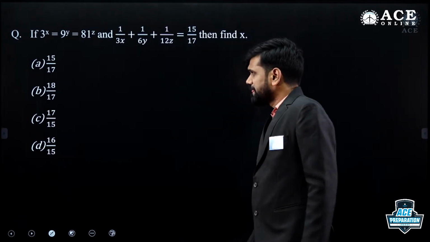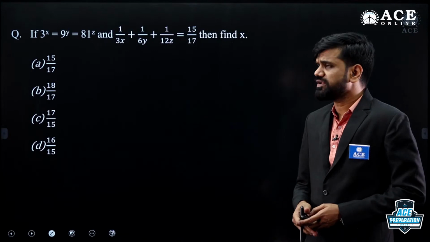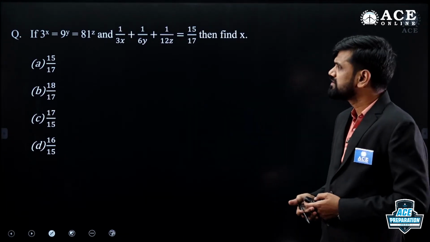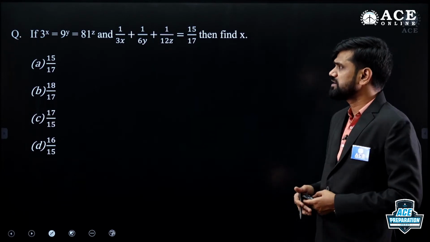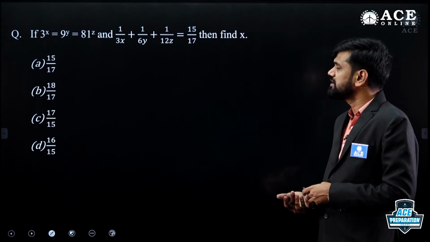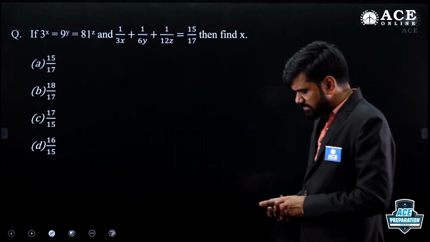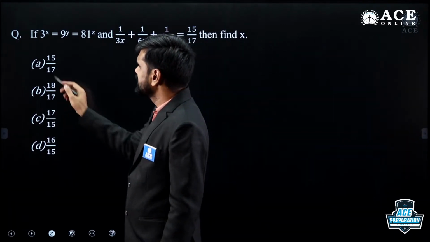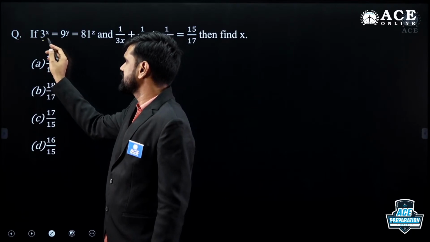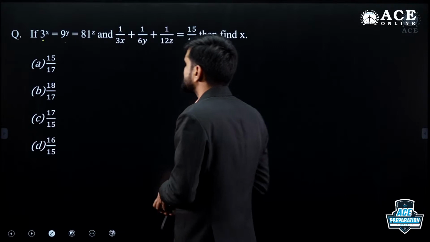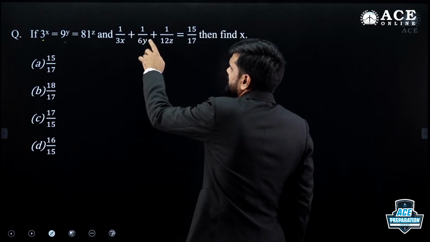So here, it is if 3 power x equal to 9 power y equal to 81 power z, then 1 by 3x plus 1 by 6y plus 1 by 12z equal to 15 by 17, and then find x. So here please observe, here it is looking like a power x is equal to b power y equal to c power z, but the relation is not like 1 by x, 1 by y, 1 by z like that.